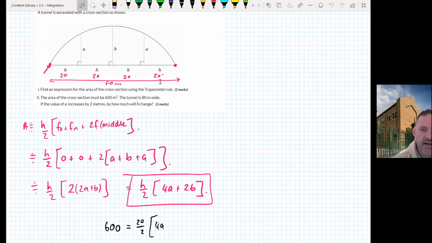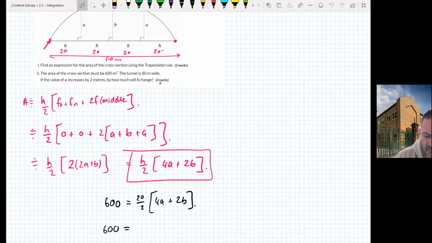And now I've got this 4a plus 2b. Whatever a and b are, we don't know. It doesn't really matter so much. Now, 600 equals 20 divided by 2 is 10, times 4a plus 2b, which makes it 60 equals 4a plus 2b. Let's just halve everything to make it easier. 30 equals 2a plus b.